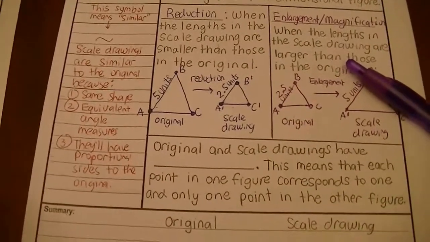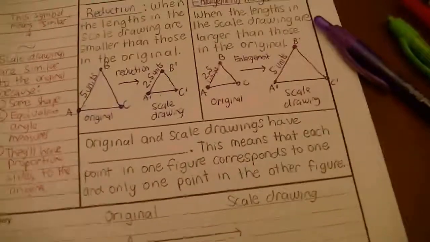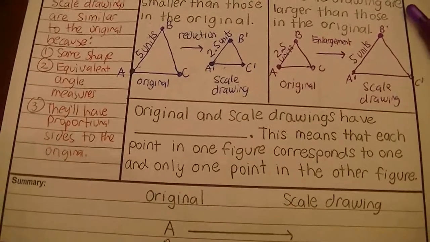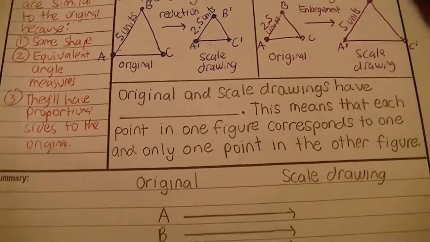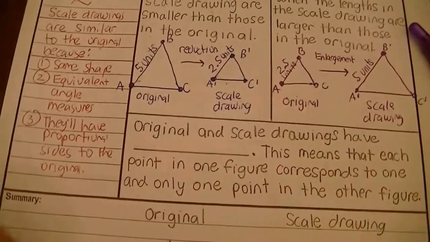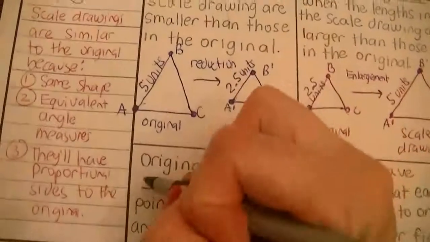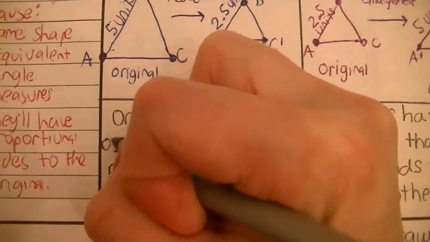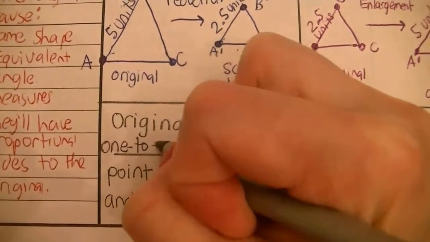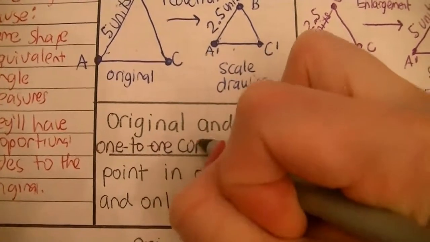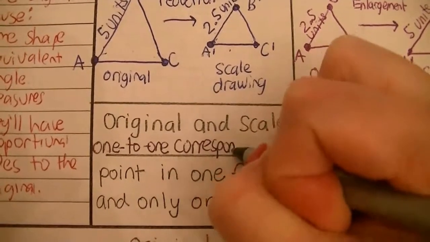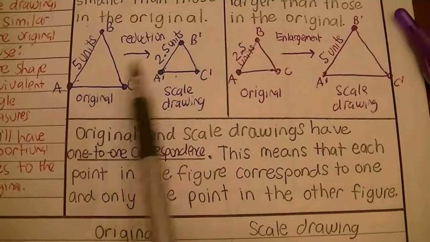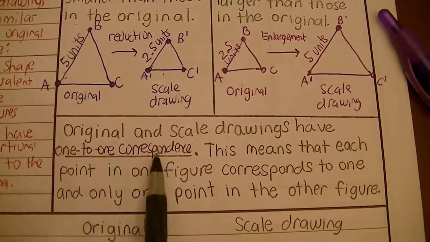Okay, so the next part in the notes says that original and scale drawings have blank. And what I want you to write right there is 1-to-1 correspondence. And I'll explain what that means in just a second after you write down that big old word. 1-to-1 correspondence. Okay? So original and scale drawings, they have 1-to-1 correspondence.